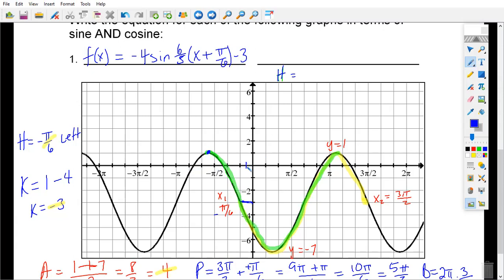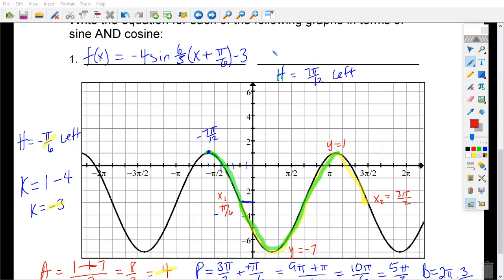So this would be 1 12, 2 12s, 3 12s, 4 12s, 5 12s, 6 12s, and 7. So this starts at, so the H is 7 pi over 12. And I gotta remember that I went to the left. All right, anything else? Nope, here we go.